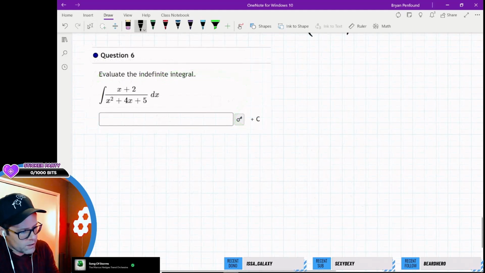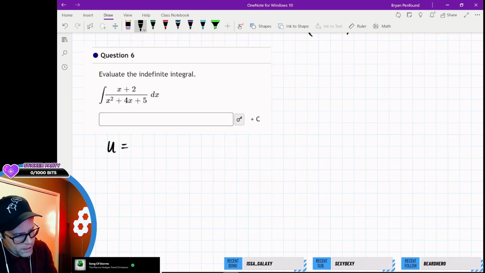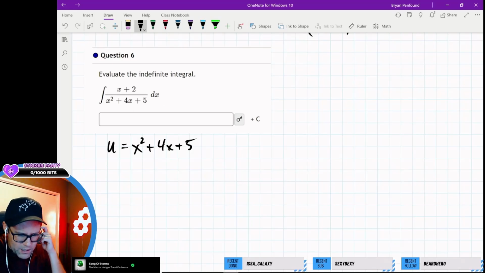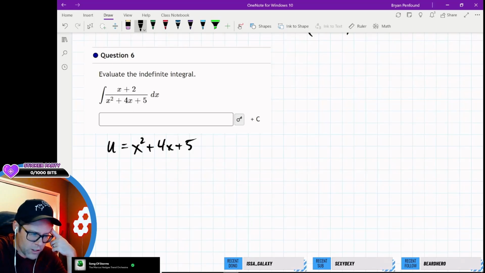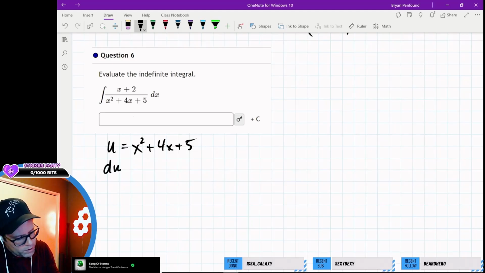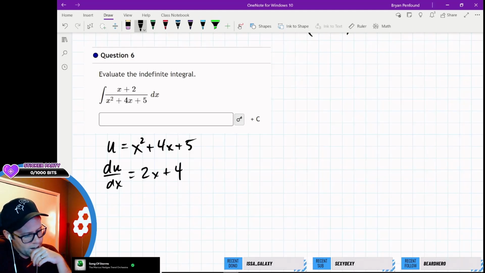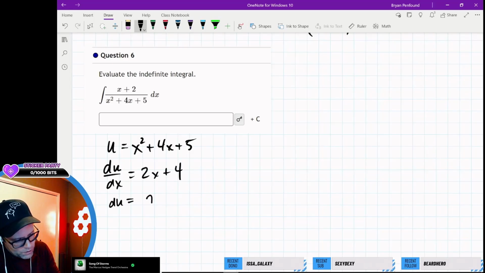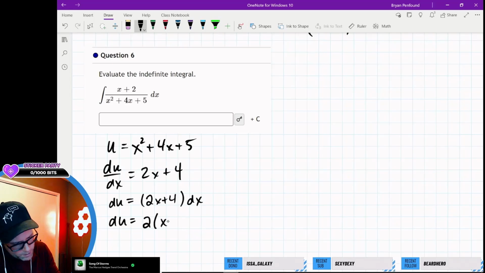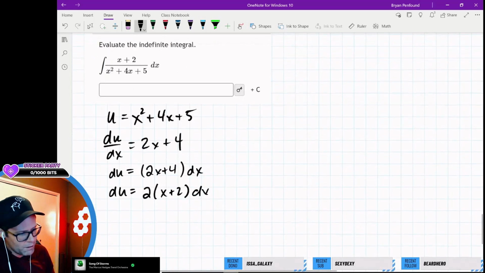Too unruly for us, so let's go ahead and take the denominator, which is x squared plus 4x plus 5. This is a very classic thing to do. We could do that or we could try to break apart this fraction a little bit, but I think this is probably the easiest. Let's go du by dx is equal to 2x plus 4. Ah, okay. And check this out. du is equal to 2x plus 4 dx, but that's really 2 times x plus 2 dx. This is a sneaky one. I like this.